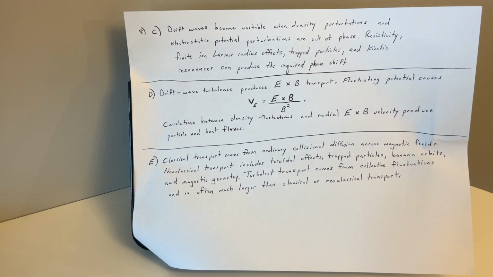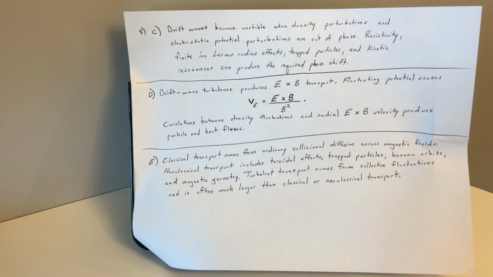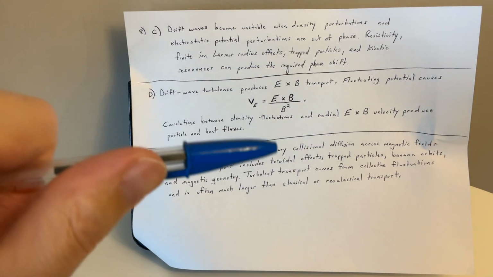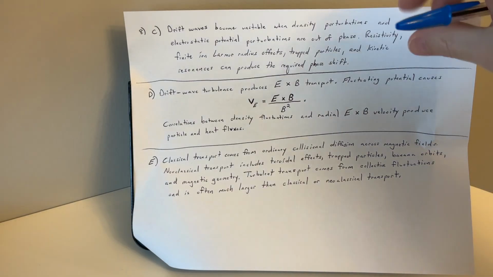And part E, they want us to compare classical, neoclassical, and turbulent transport mechanisms in toroidal plasmas. Classical transport comes from ordinary collisional diffusion across magnetic fields. Neoclassical transport includes toroidal effects, trapped particles, banana orbits, and magnetic geometry. Turbulent transport comes from collective fluctuations and is often much larger than classical or neoclassical transport. So that takes care of number 8.